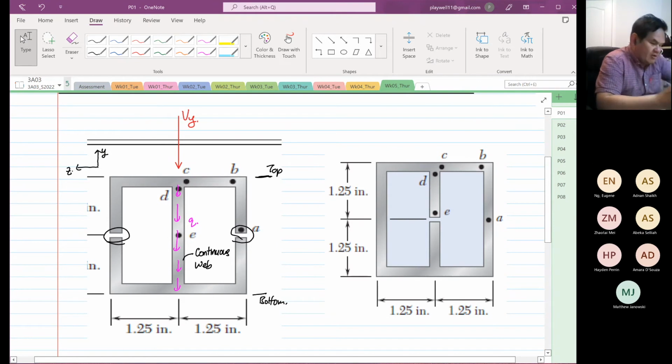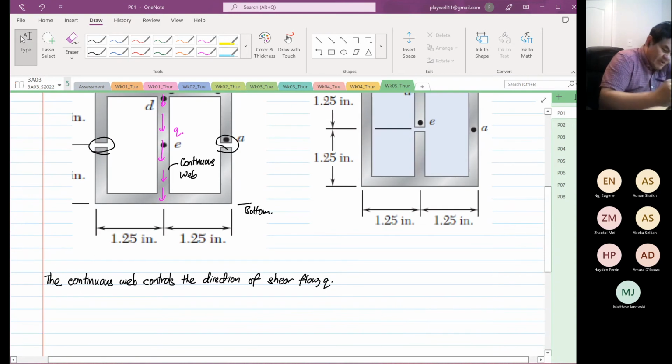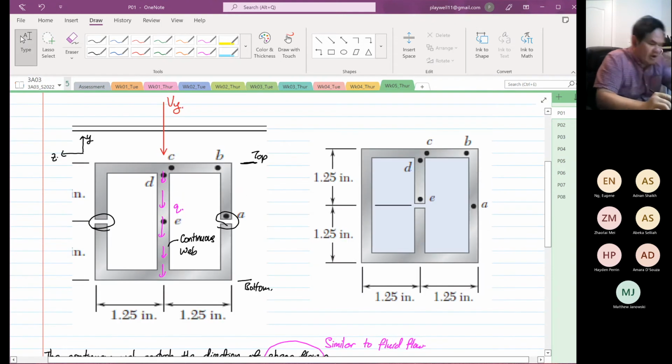Now we have to complete the rest of the shear flow. You have to remember, it's called a shear flow. The idea is similar to fluid flow, how a fluid is flowing. So if we want the fluid to flow from the top to bottom, we know that the direction of the flow has to be coming in this way.